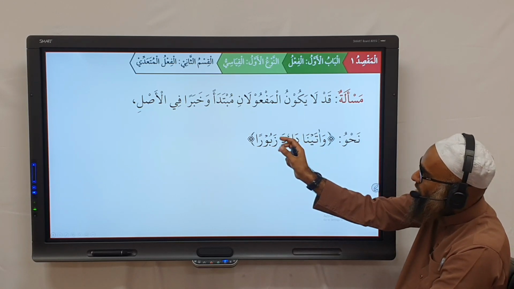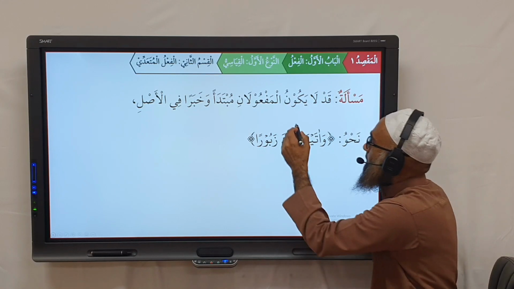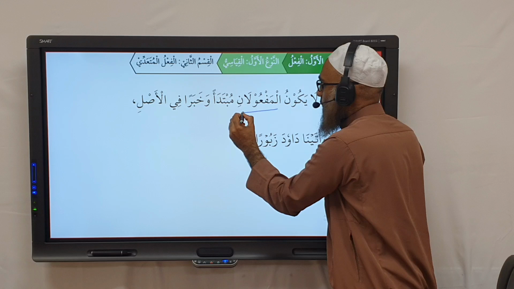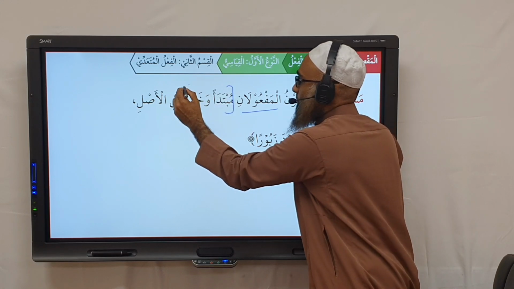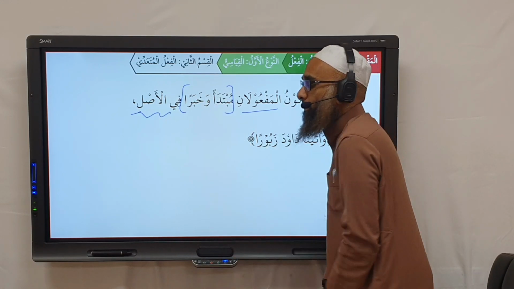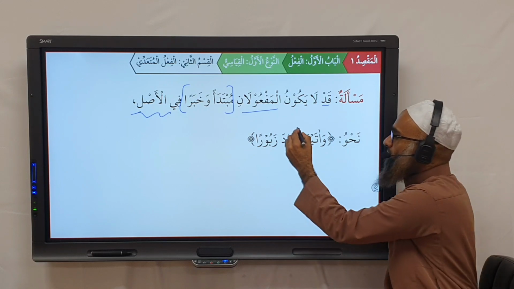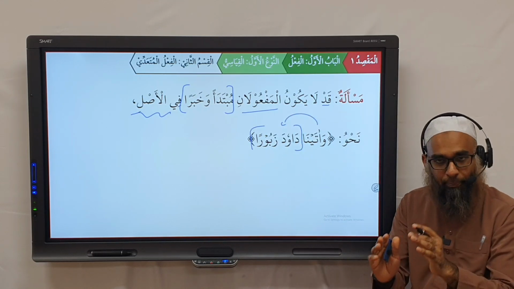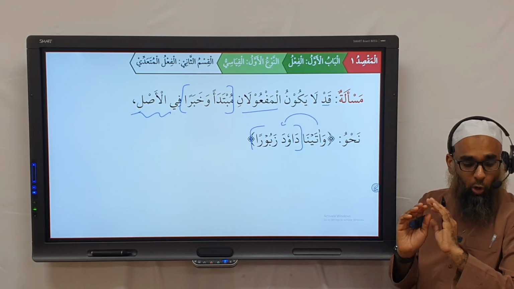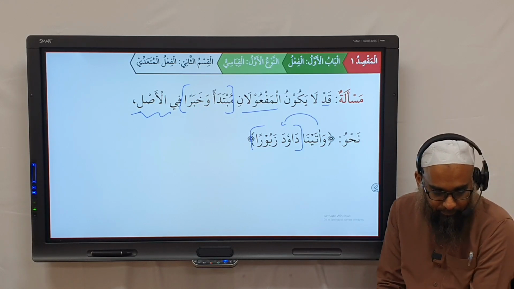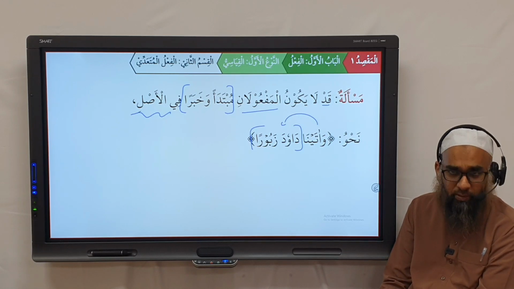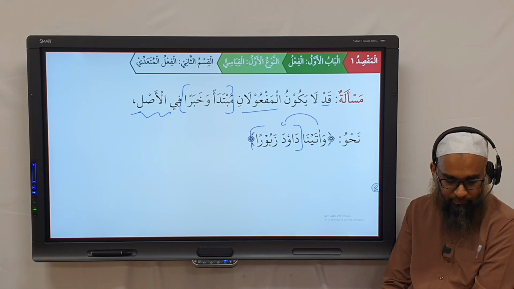So sometimes the 2 maf'uls are not mubtada and khabar in the original form. So it wasn't as if this was a mubtada khabar and we added a verb onto the mubtada khabar. It's just two separate objects on their own individually. Does that make sense? Yes, following? Okay.